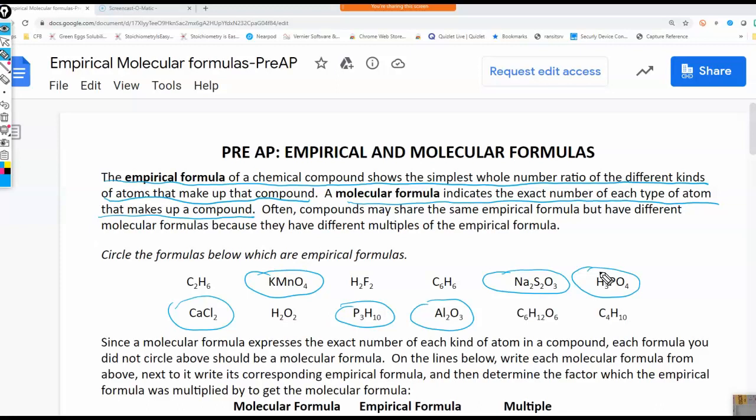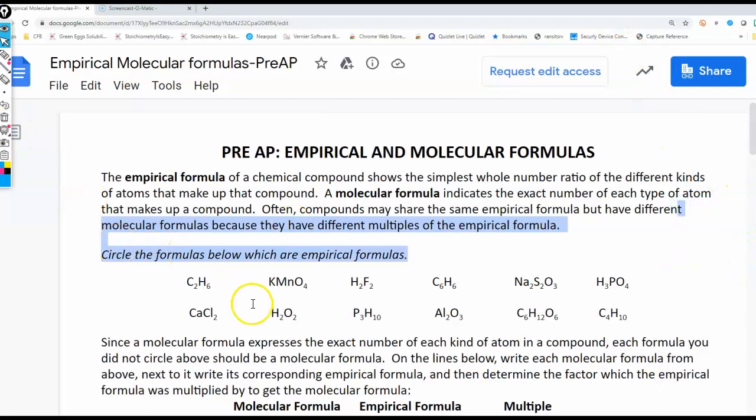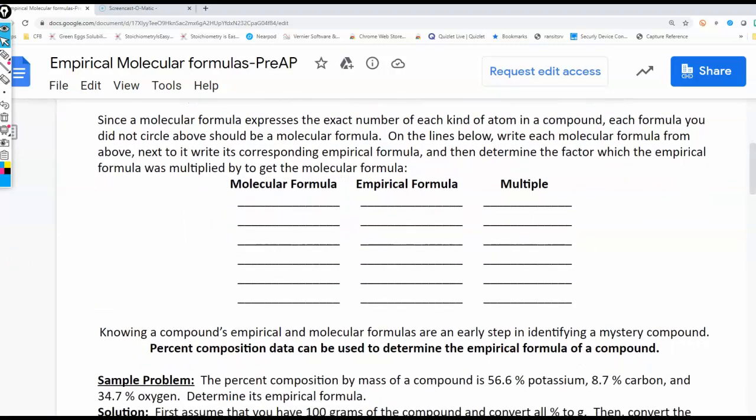Okay, so the next part that we're going to get into is recognizing that an empirical formula is really just the reduced portion of a molecular formula, and we need to be able to understand what is the actual multiple by which it's been reduced. Okay, so for this next part, we are going to be identifying what the empirical formula is of those remaining molecular formulas. So let's take a look at that part right here.